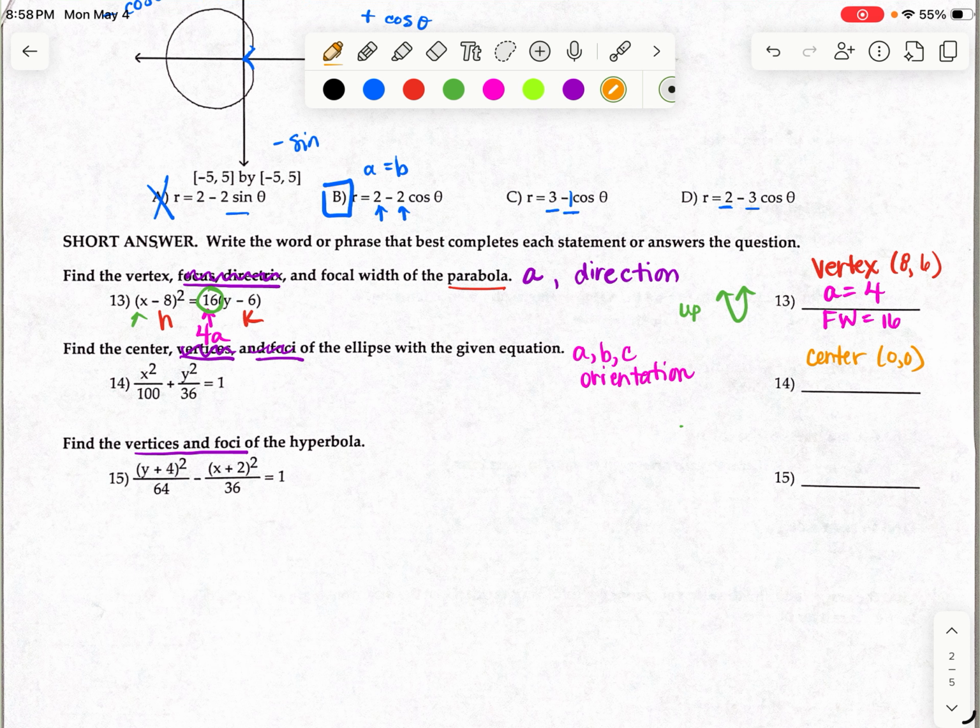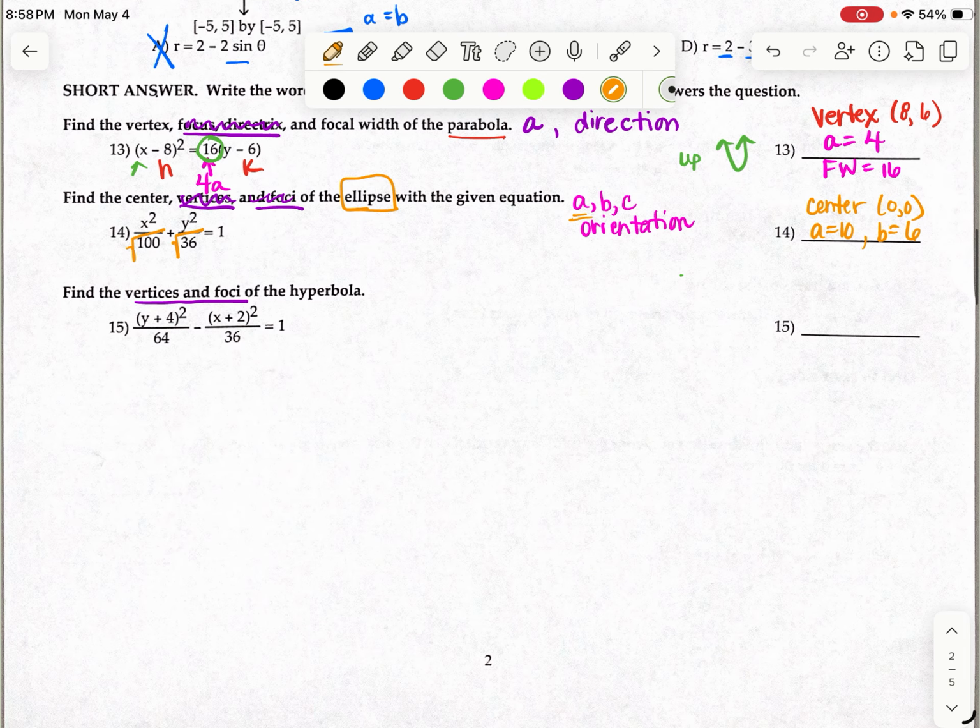A has to be the big number. Remember, A has to be the big number in an ellipse. So you want to take the square root of these two. So A would be 10. And then B would be 6. So those are super easy to find. My brain is off, y'all. It's 6. Now you do have to find C.